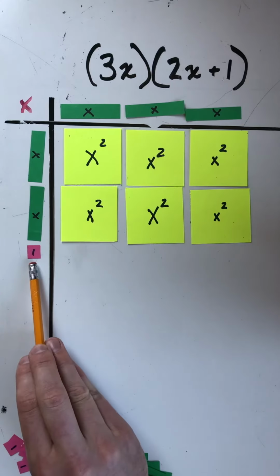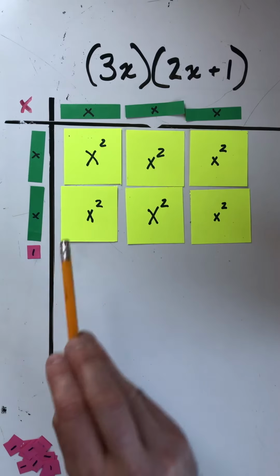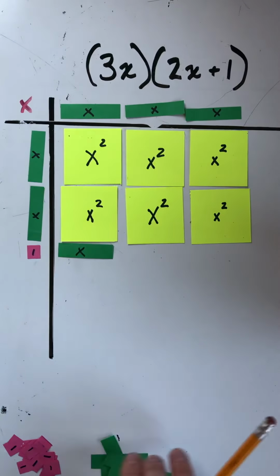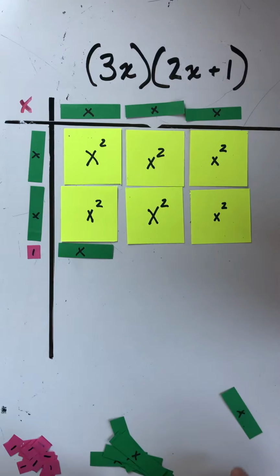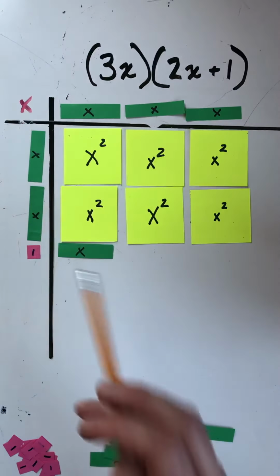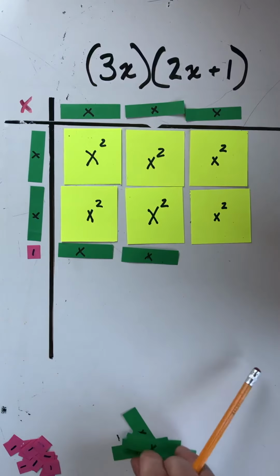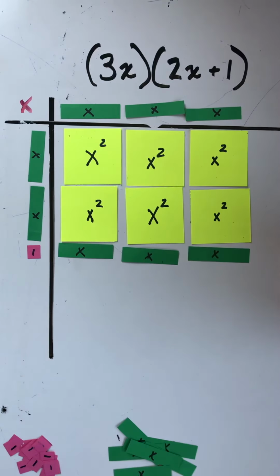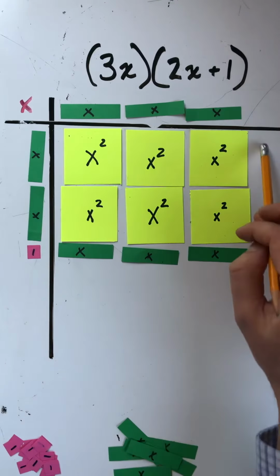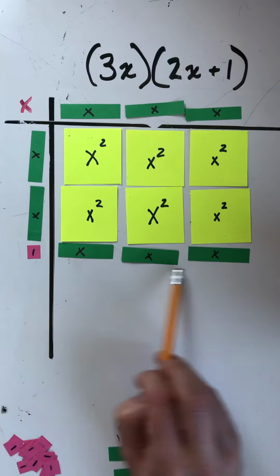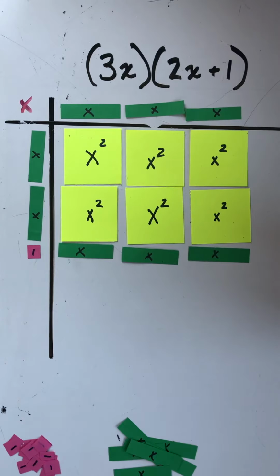Now I still have a 1 down here. So x multiplied by 1 gives me an x. Anything multiplied by 1 is itself. Again, x multiplied by 1 is x, and x multiplied by 1 is x. Now I've filled out the entire model here from the end of my first factor and the end of my second factor, and my answer is complete.